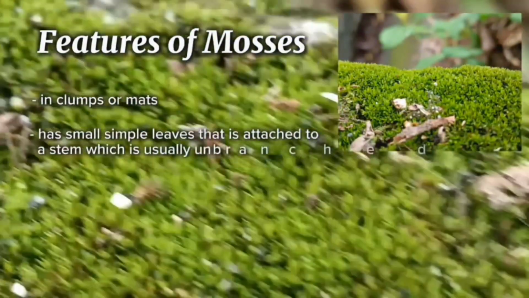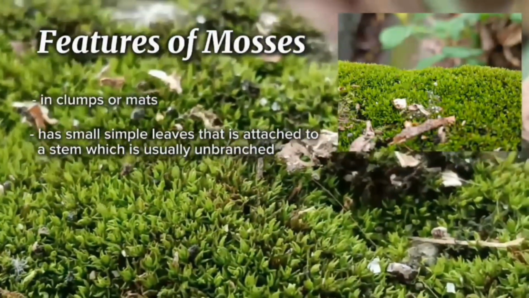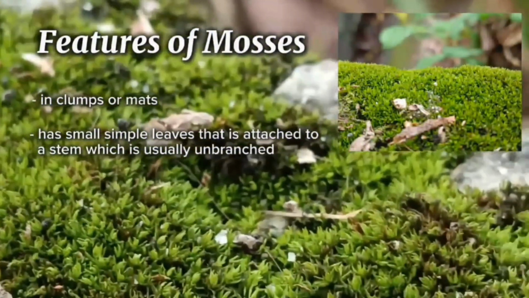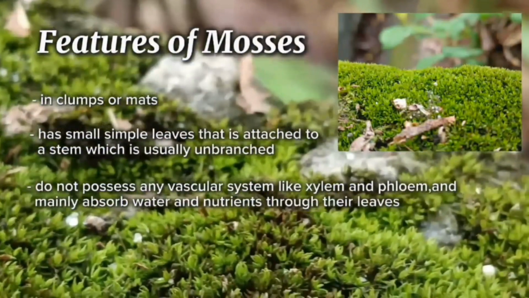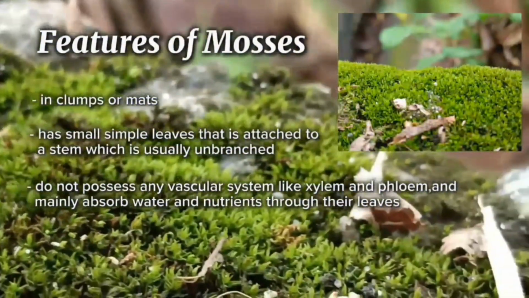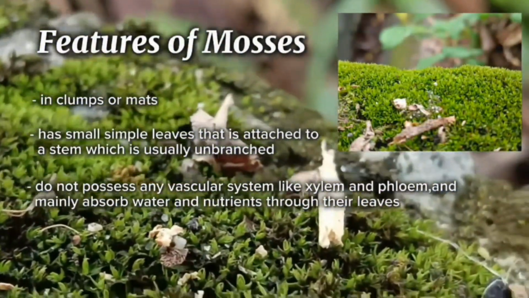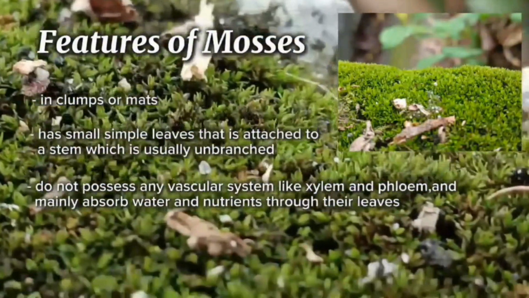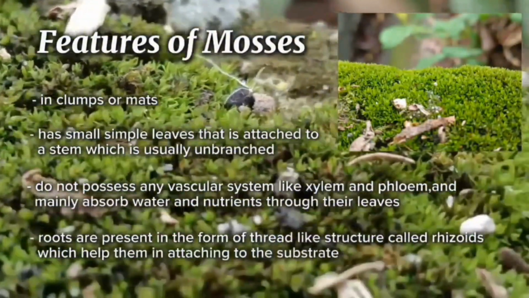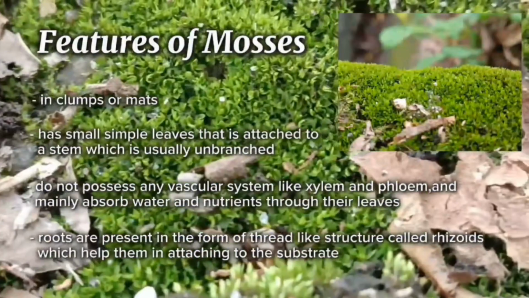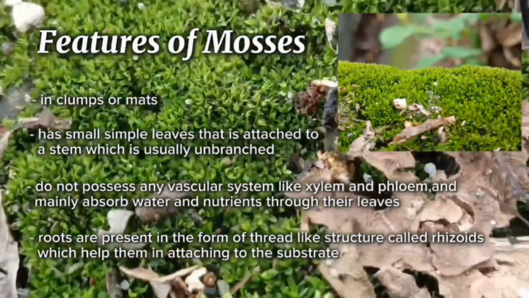They have small, simple leaves that are attached to a stem which is usually unbranched, in some cases branched. They do not possess any vascular system like xylem and phloem and mainly absorb water and nutrients through their leaves. Roots are present in the form of thread-like structures called rhizoids, which help them attach to the substrate below.